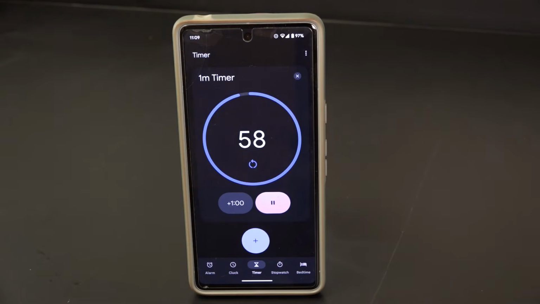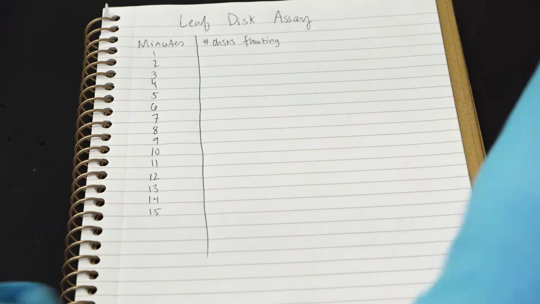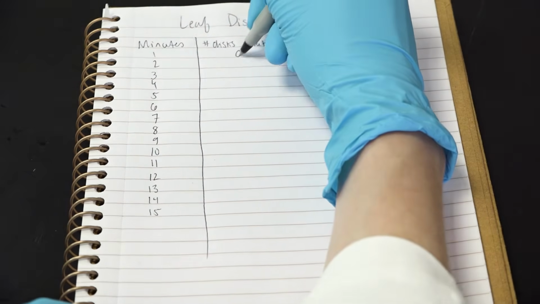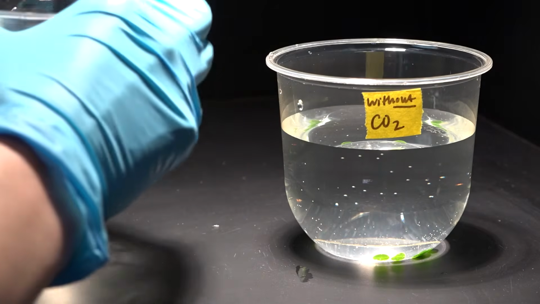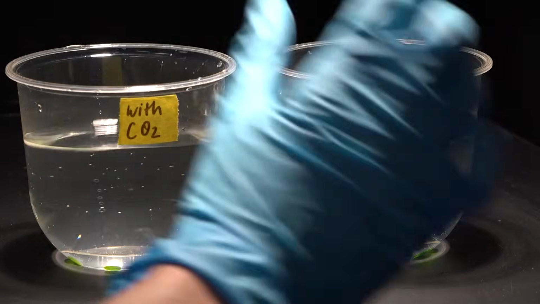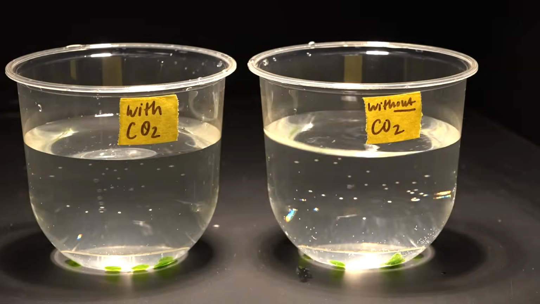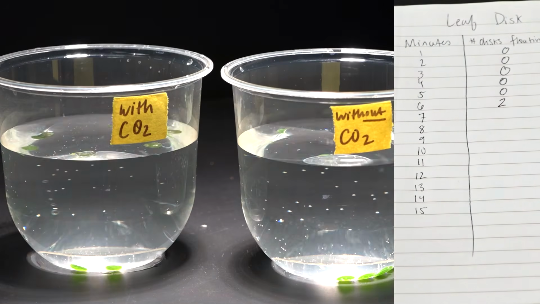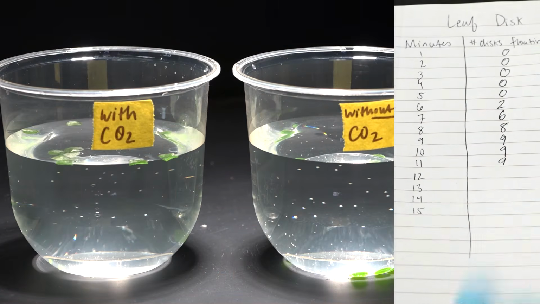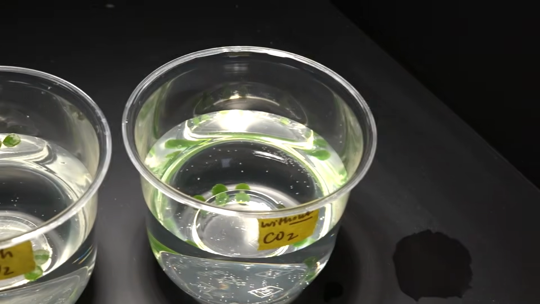The leaves in the with CO2 cup will start to photosynthesize and produce oxygen gas, allowing them to float to the surface. After a minute goes by, I'll record the total number of floating discs, then swirl the cup in case any discs have gotten stuck to the sides. I'll keep recording every minute until all of the discs are floating in my with CO2 cup. The discs in my without CO2 cup won't float because they can't photosynthesize without a source of carbon dioxide.